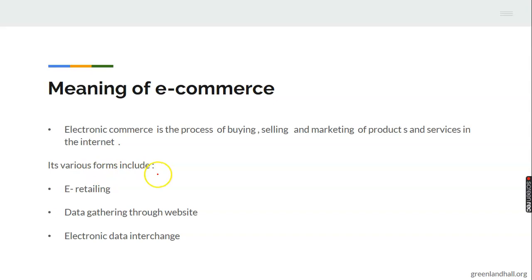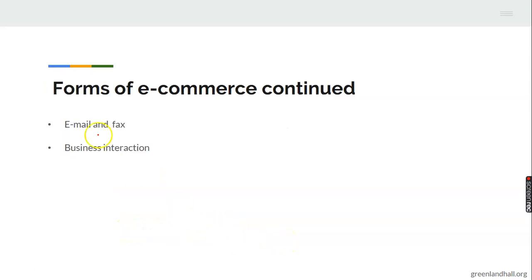Its various forms include e-retailing, data gathering through website, or that is obtaining data or information through website, electronic data interchange, then email and fax, and lastly, business interaction. So all these, they are different forms of e-commerce that exist.